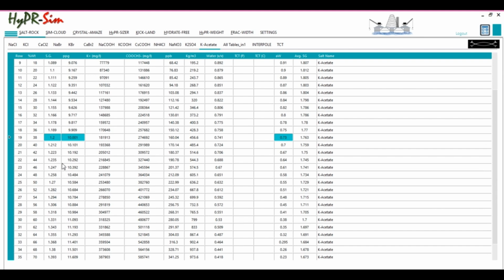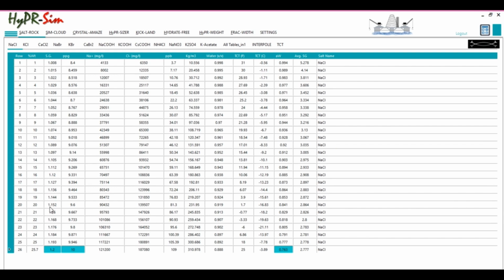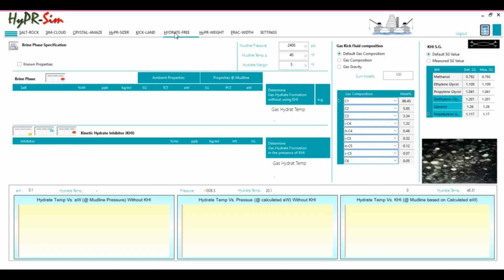To reduce water activity below 0.763, the brine density must be increased beyond 10 ppg, which can be more costly compared to incorporating KHI like ethylene glycol into the drilling fluid. For this demonstration, we will use sodium chloride brine at 10 ppg as the base fluid for drilling mud preparation. Later, we will simulate using a higher density brine to achieve lower water activity without requiring glycol as a kinetic hydrate inhibitor.